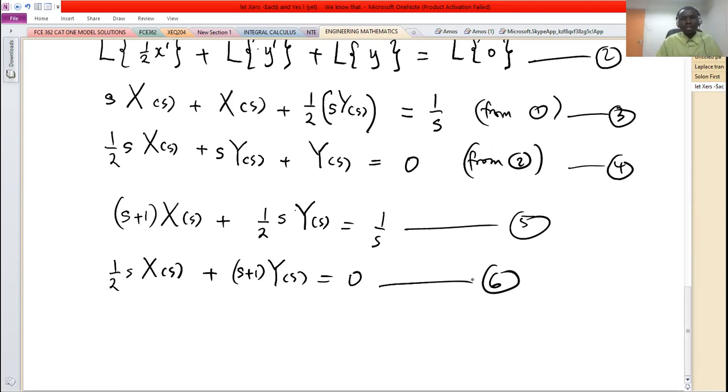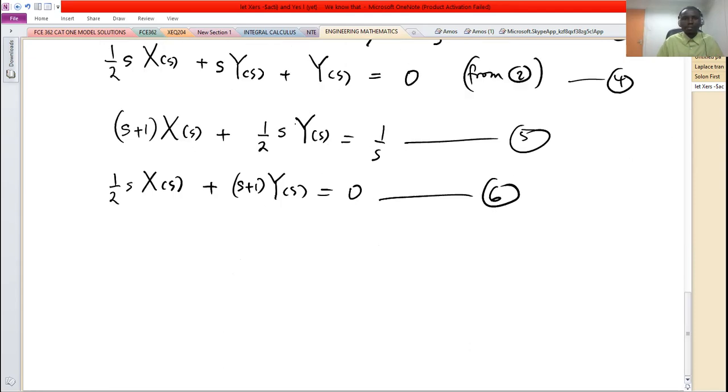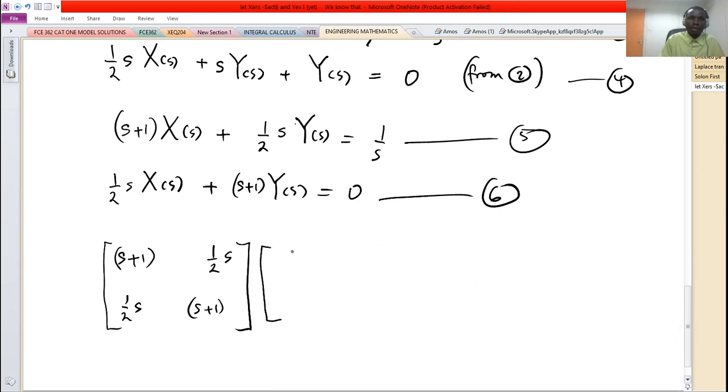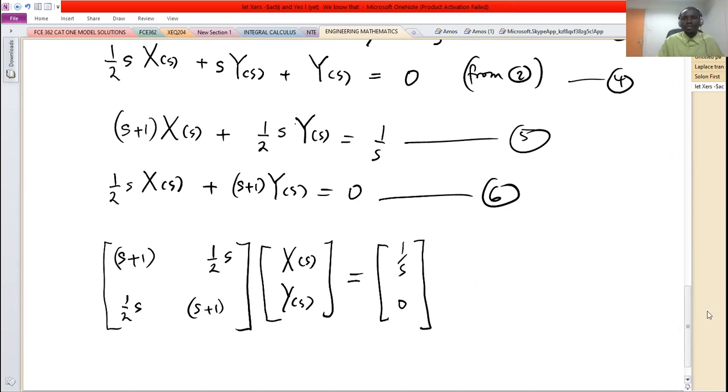Now this is simply a simultaneous equation in terms of capital X and capital Y. So this system can be written as the matrix with rows s plus 1, a half s, and a half s, s plus 1, times X of s, Y of s, equals 1 over s, 0. This is writing the system in matrix form.